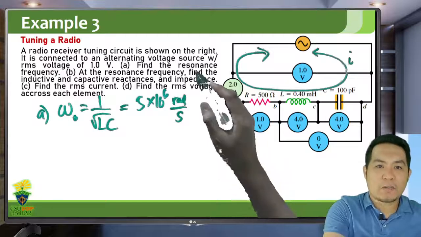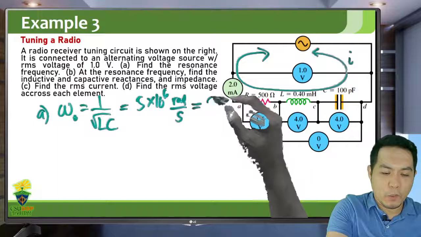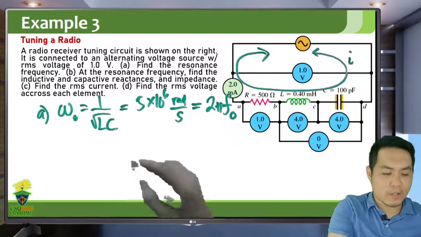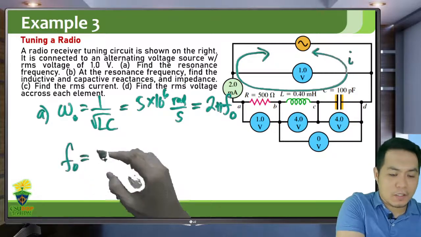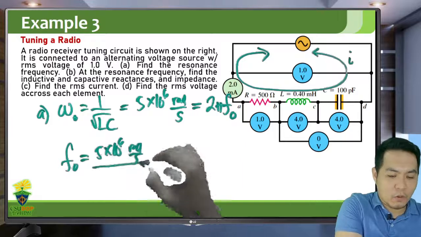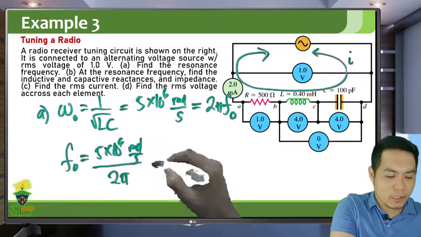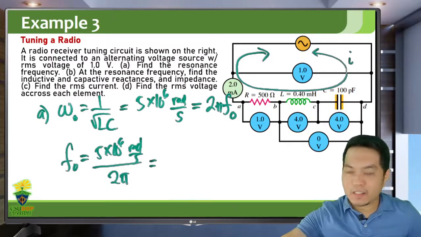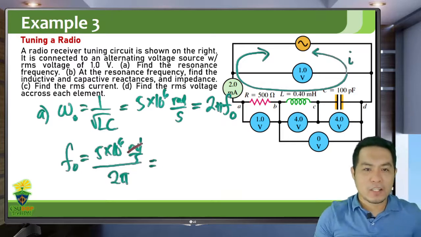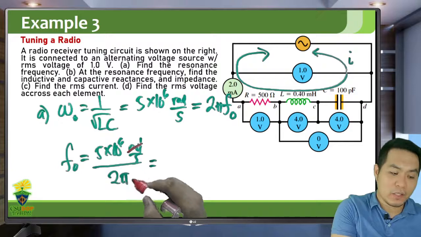But we are asked to find the resonance frequency, not the angular frequency. So we need to equate this to 2 pi times the resonance frequency. So to solve for the resonance frequency, it's just 5 times 10 to the 6 radians per second over 2 pi. So in this case, we need to drop the radians unit. We drop that unit.